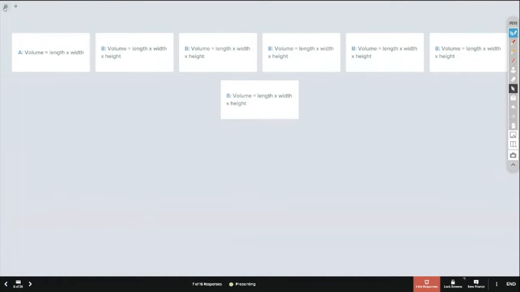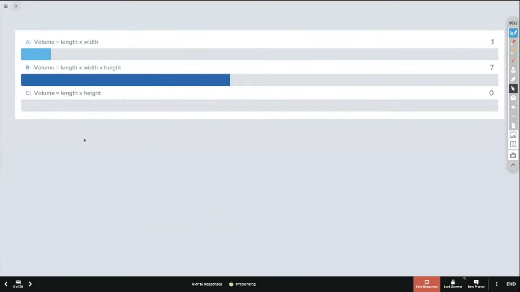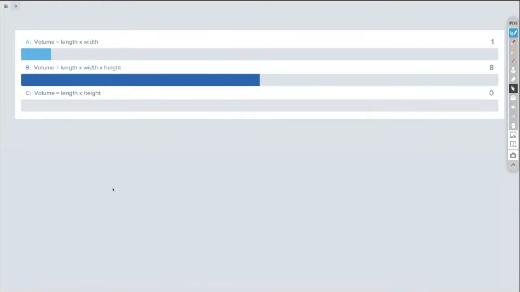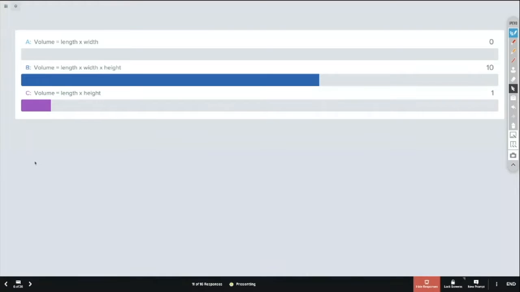Okay, these are the choices for the question. A is volume equal to length times width. B is volume equal to length times width times height. Or length times height. Formula to determine the volume of a cuboid. Today you are not going to learn this one because this is your prior knowledge. You learned this in your primary school. Prior knowledge, so you have to recall it.